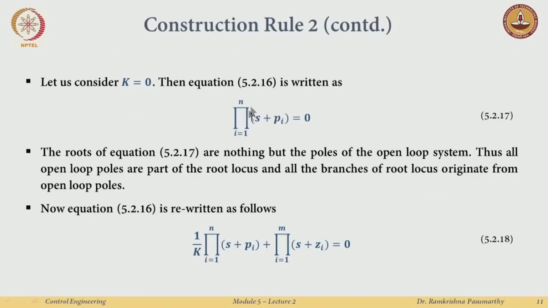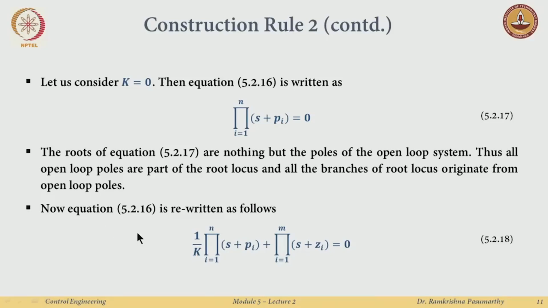So, I am left with this expression. What are the values of s such that this expression goes to 0? Well, these are precisely the poles of the open loop system. Thus, all the open loop poles are a part of the root locus, and the root locus exactly starts from those poles. Now, where do they go?